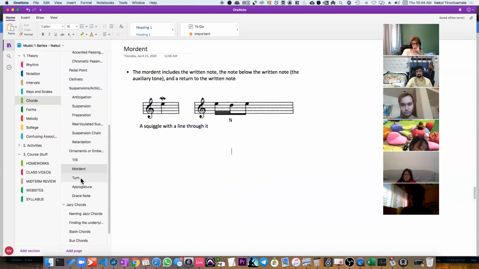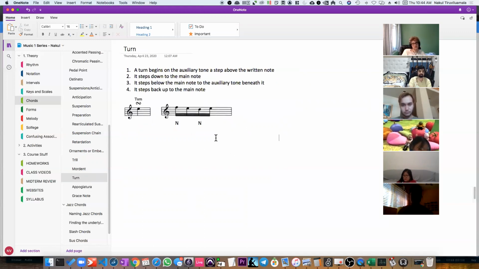Right? Cool. A turn. A turn begins on an auxiliary tone a step above the written note, and then it steps back down to the main note, and then it steps below the main note to the auxiliary tone beneath it, and then it steps back up to the main note. So if you see this turn symbol, it's basically, right? Sounds like a turn. So it's basically, okay, that's a turn.